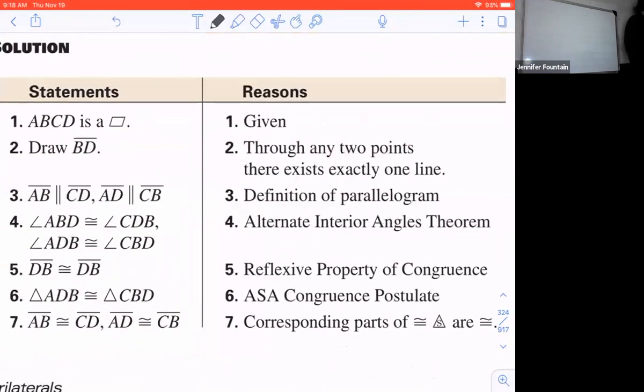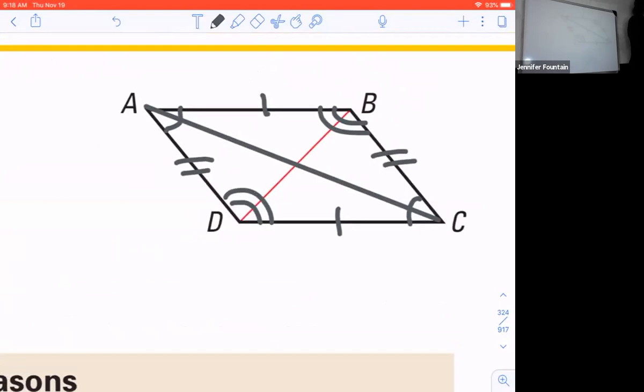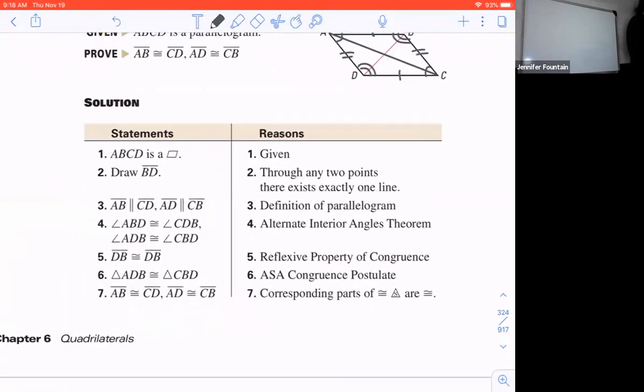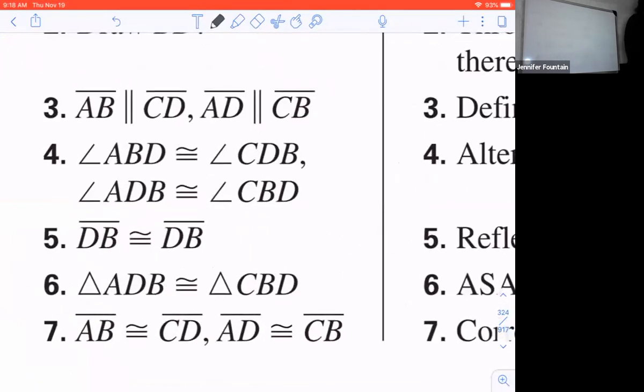ABCD is a parallelogram, that's our given. So it says to draw BD. So that was already drawn for us in red. And it says through any 2 points, there exists exactly 1 line. We have our definition of a parallelogram here saying that AB is parallel to CD and AD is parallel to CD.